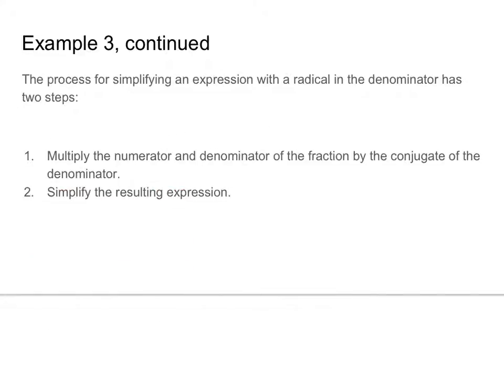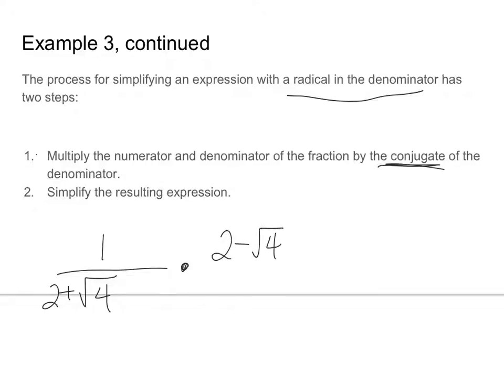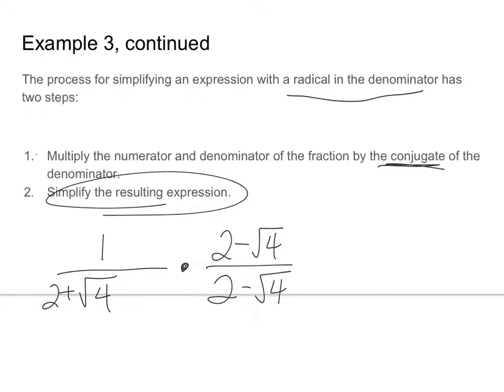Okay, the process for simplifying an expression with a radical in the denominator has 2 steps. First, we multiply the numerator and denominator of the fraction by the conjugate of the denominator. That means if you have a radical in the denominator, say it's 2 plus the square root of 4, I don't care what it's over, you're going to multiply by 2 minus the square root of 4 over 2 minus the square root of 4. Always. Okay, and then you simplify the resulting expression, which is sometimes the hardest.